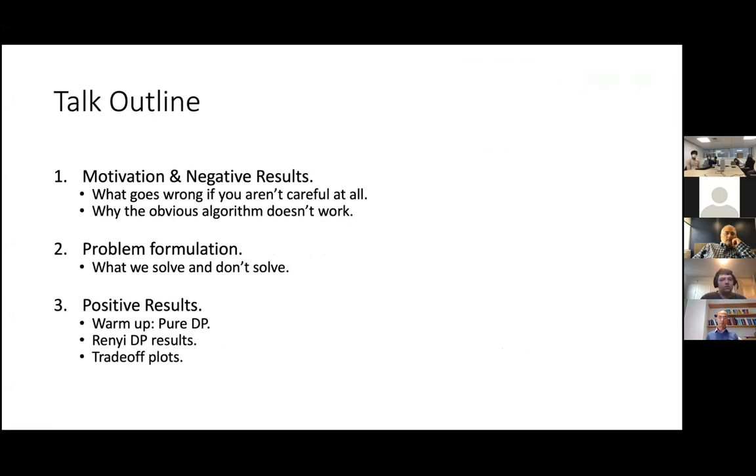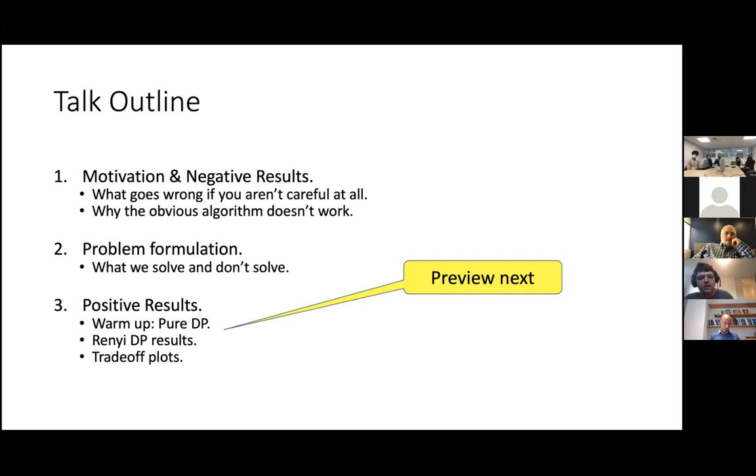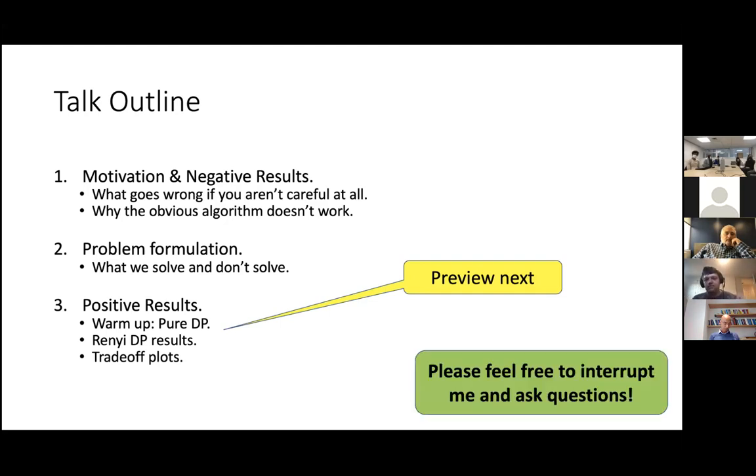Okay, so what's the outline of the talk? Basically, I'm going to talk to you first about the negative results, which is essentially the motivation for the work, which is going to tell you about what happens if you aren't careful. Then we'll give a precise problem formulation, and then we can state positive results. First, I'll talk about pure DP results, because those are a little bit easier to grasp. And then I'll tell you about the Renyi DP results, and I'll give you some plots that show what's going on. So I'll give you a preview of the pure DP results next. And please feel free to ask questions at any time during the talk.